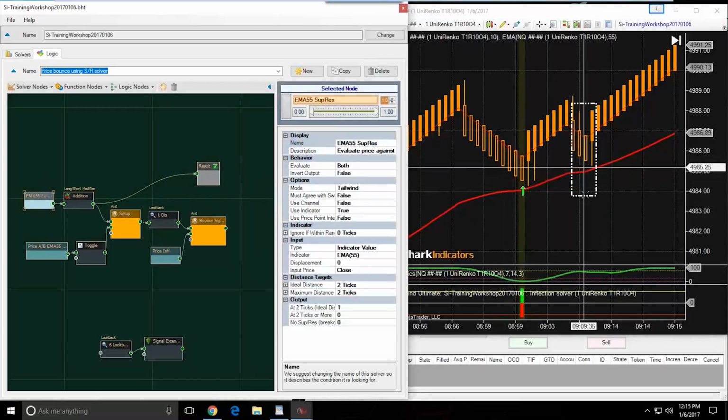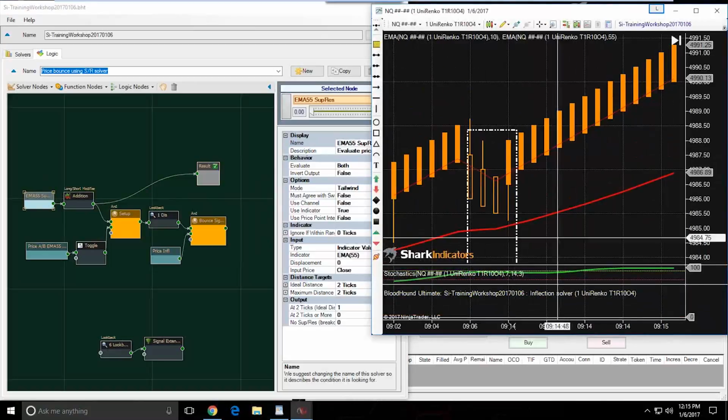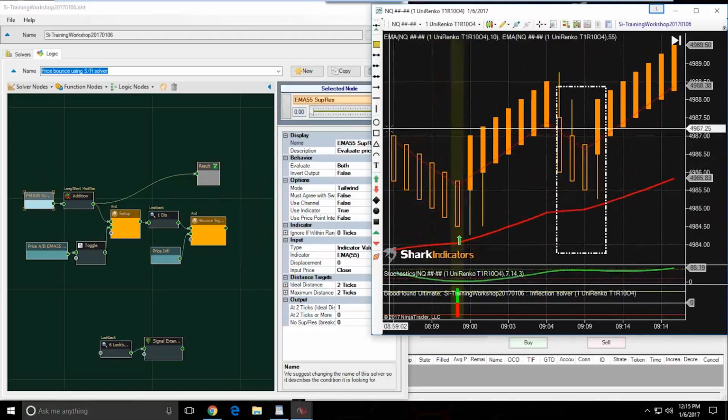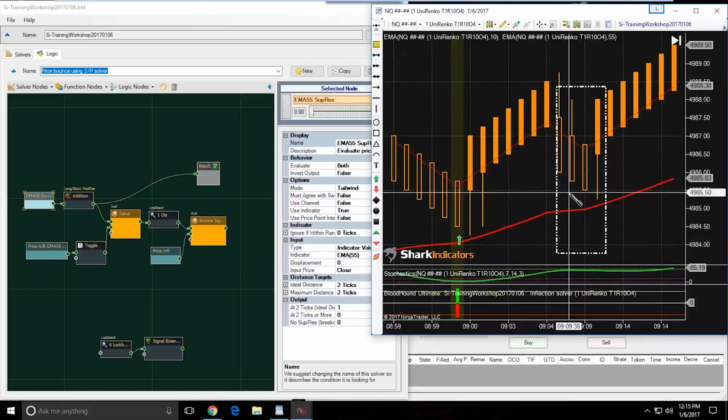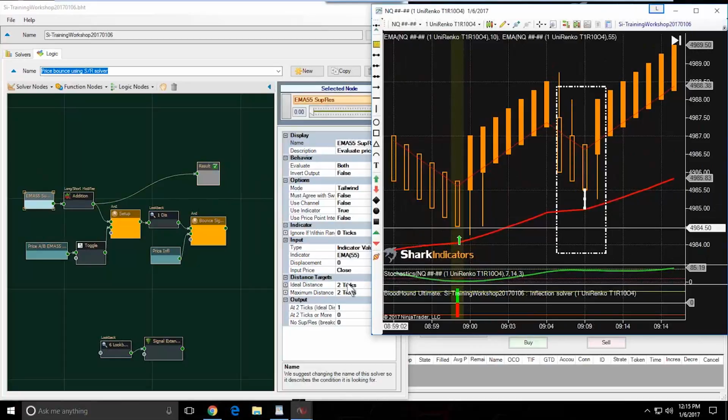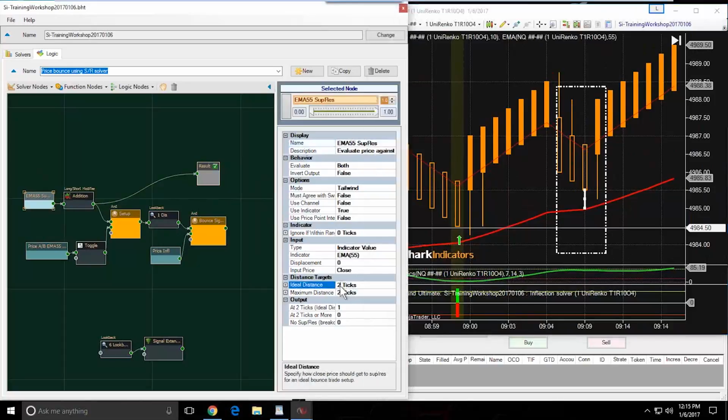Because the distance here, let me zoom in here, right? Our distance there is just a hair over 2 ticks, so that's why we didn't get a bounce trade. So, right, it's kind of a bummer to miss a signal just because you're just fractions of a tick off.